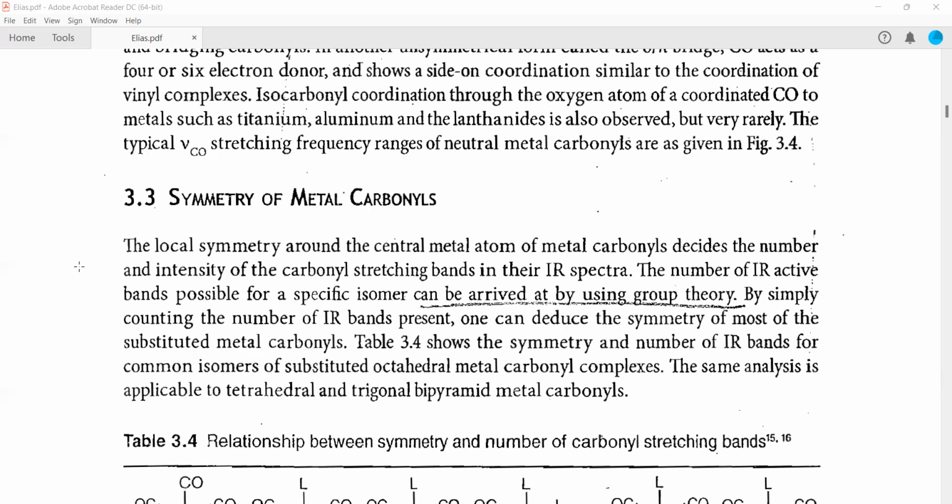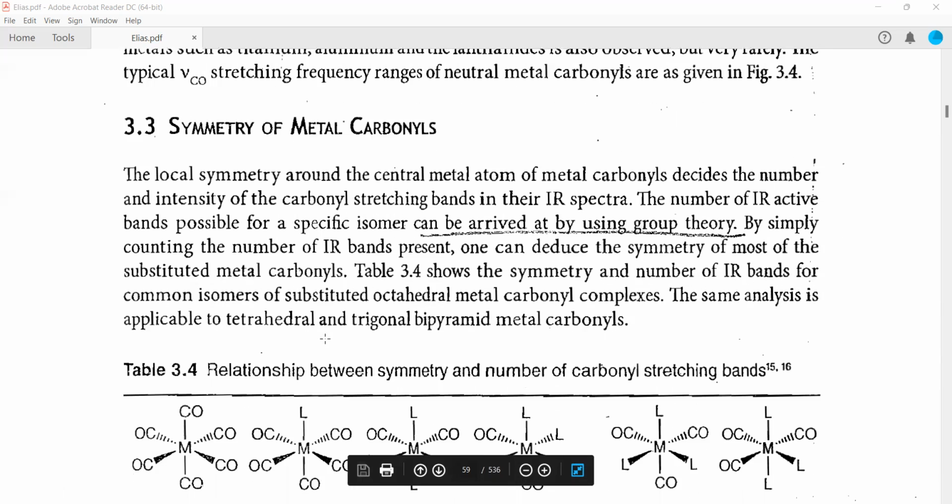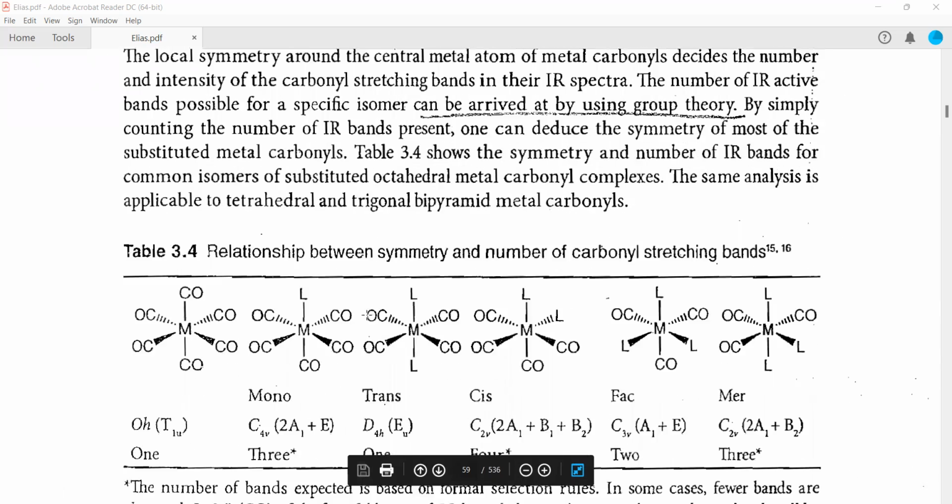The number of IR active bands possible for a specific isomer can be arrived at by using group theory. From group theory, you can easily get to know the symmetry element of your metal complex. So by simply counting the number of IR bands present, one can deduce the symmetry of most of the substituted metal carbonyls. Table 3.4 shows the symmetry and the number of IR bands for common isomers of substituted octahedral metal carbonyl complexes. The same analysis is applicable to tetrahedral and trigonal bipyramidal metal carbonyl complexes as well.